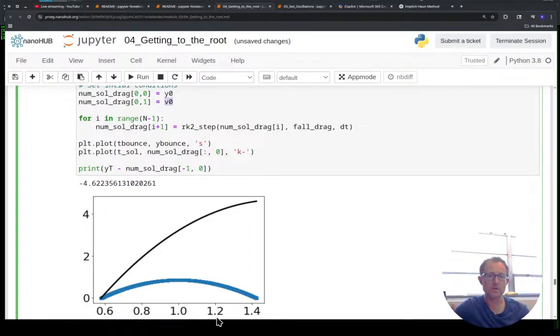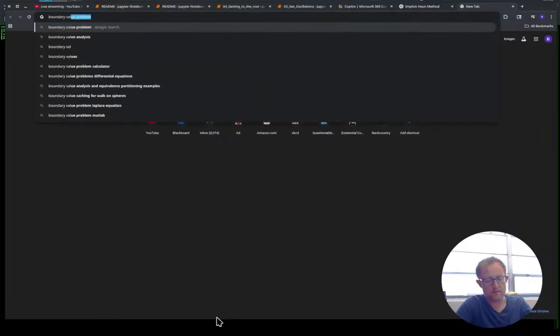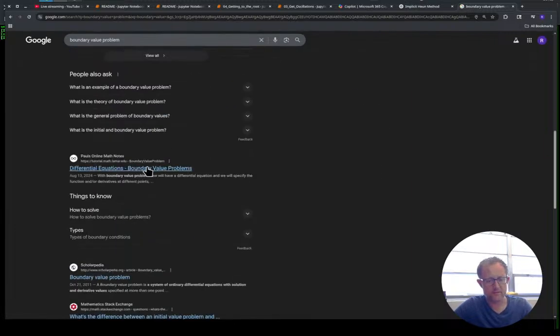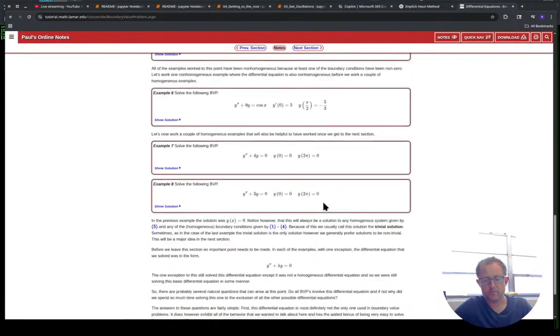And so this shooting method, we're using it to do a normal kind of initial value problem. It's just we're missing one initial value. But you can also use it for what's called boundary value problems. Boundary value problem. And let's see if we can find boundary value problem.